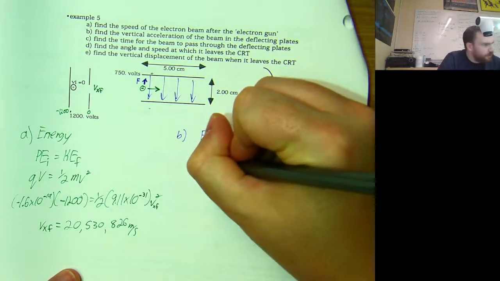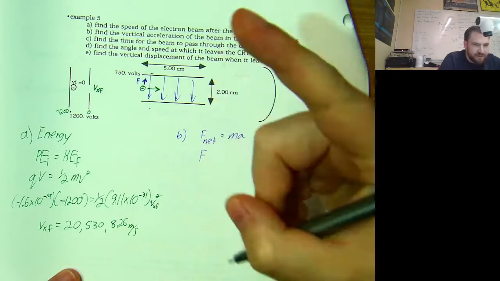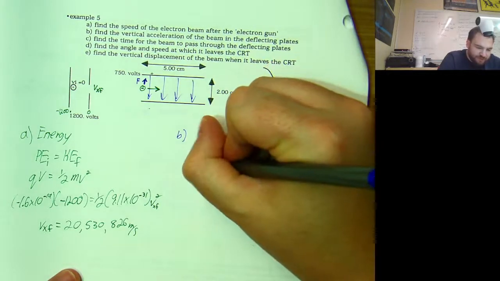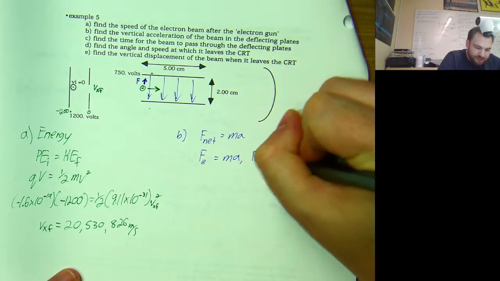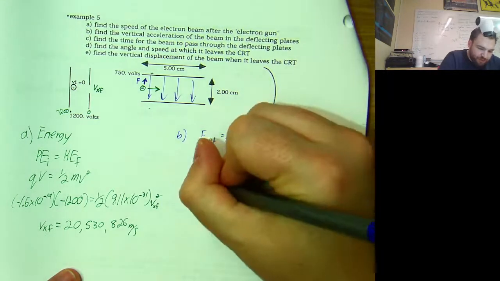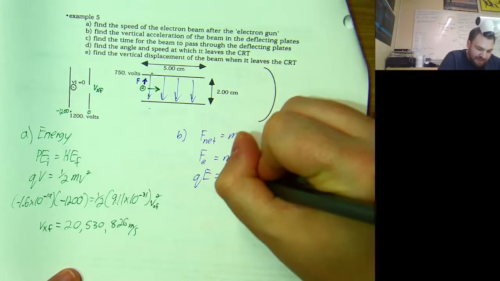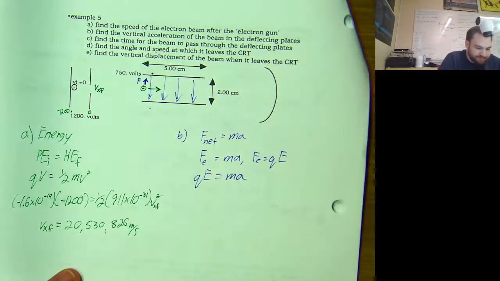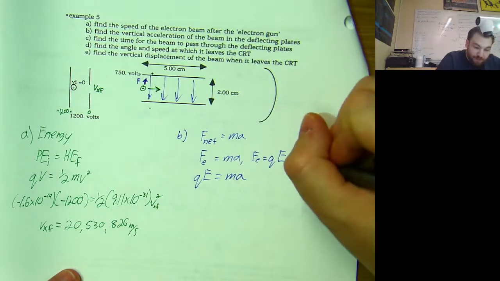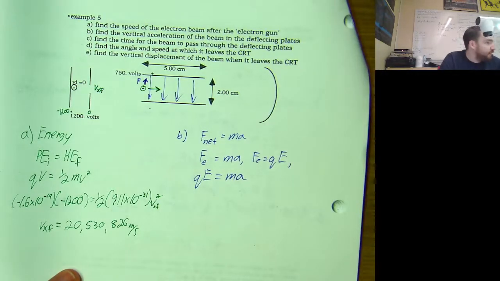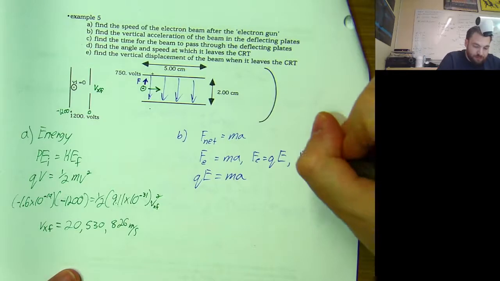QV, rather. No, QE, and then QV is potential. So force electric equals ma, and Fe equals Q times E. So QE equals ma. We don't know what E is. How do we find E? Delta V, voltage over, yeah.